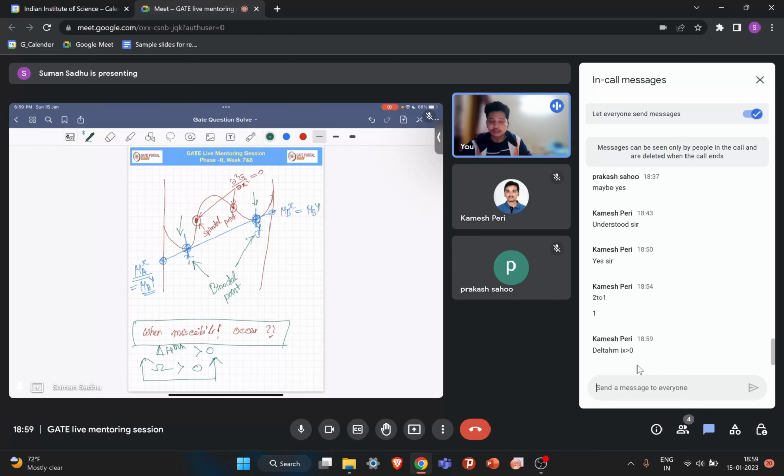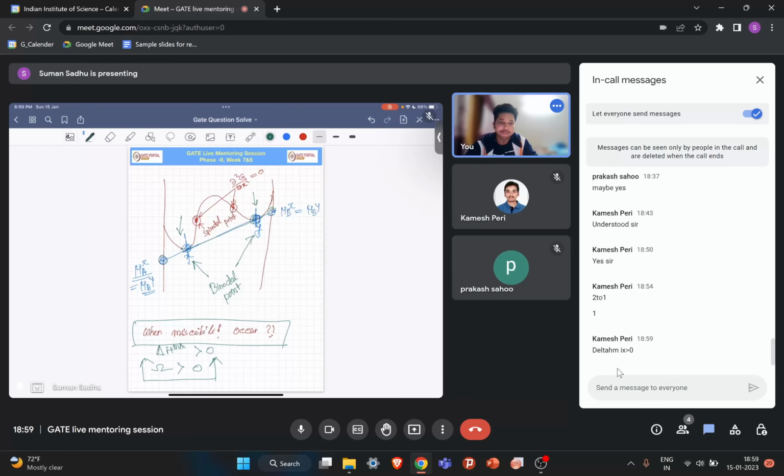And when will two phases be at equilibrium? When the chemical potential is the same, right? Or when there is a common tangent between these two phases. If there is a common tangent between the two phases, then the chemical potentials of the two phases will be equal. So then these two phases will be in equilibrium.